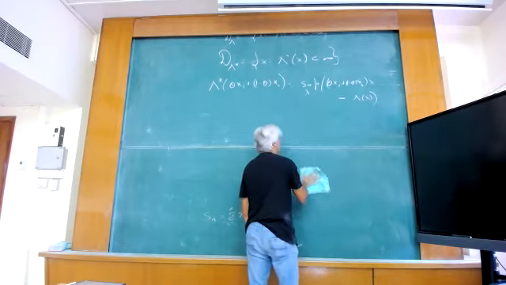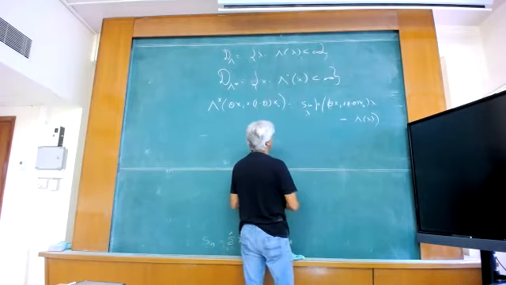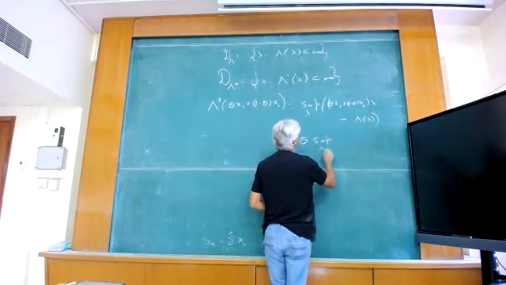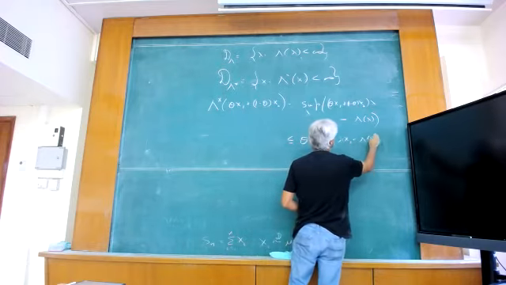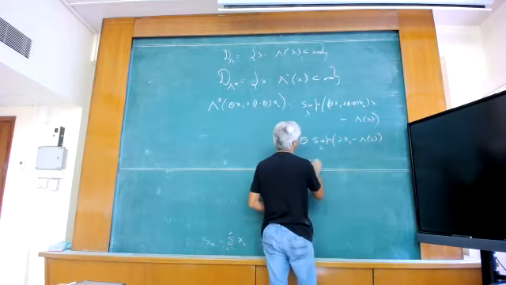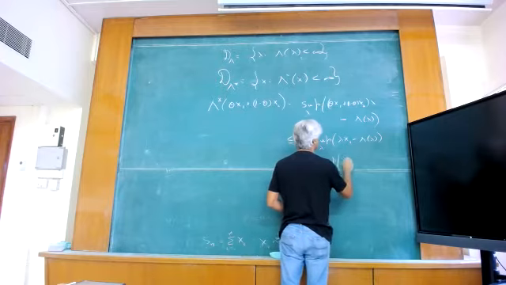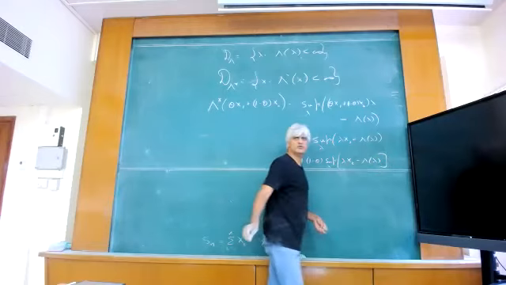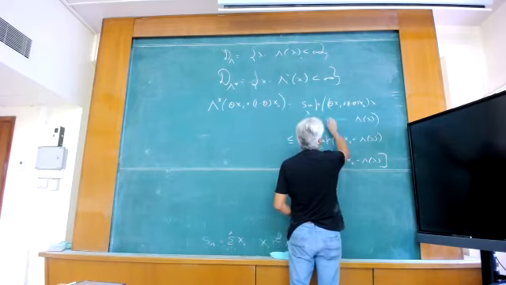What do we want to show? We want to show that it is equal to theta times sup lambda x1 plus 1 minus theta times sup. That's what we want to show, right? And this I can just write here as theta plus 1 minus theta.